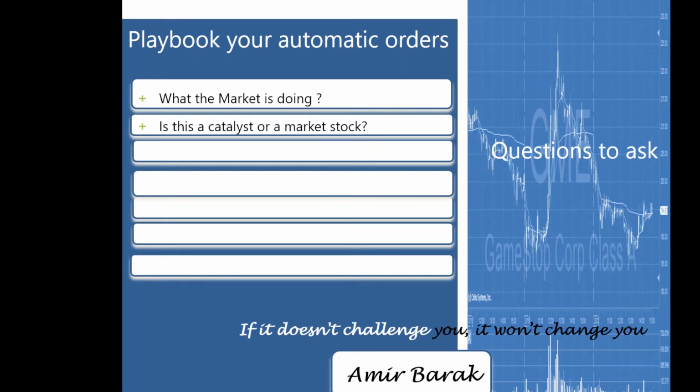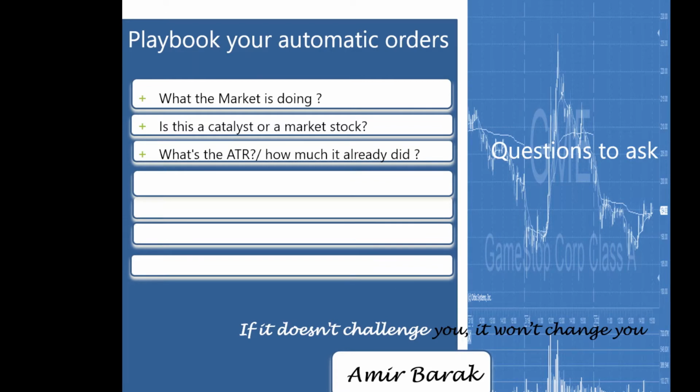Because if it's a catalyst, there was some stock on Friday, I can't remember the name, that was doing hundreds of percent. I don't think the market has any connection. There was some catalyst there. So when you have a catalyst, you can actually push your edge in your orders more than in a regular trade.